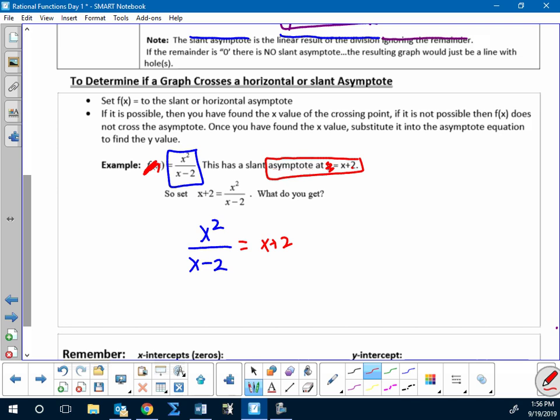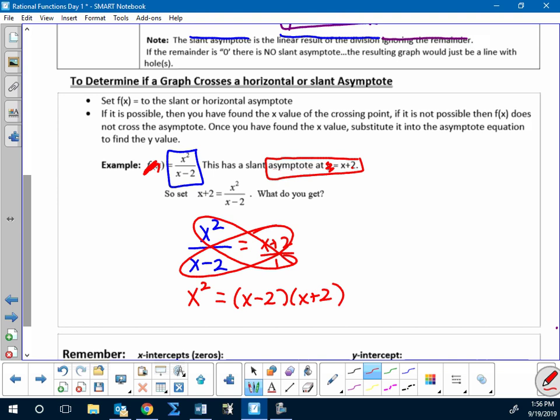Now I have to solve for x. So it probably makes more sense to put this over 1 and cross multiply. 1 times x squared is x squared. Ooh, when I cross multiply here, I have x minus 2 times x plus 2. So I'm going to have to FOIL.